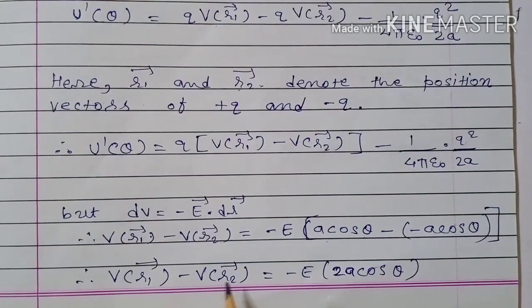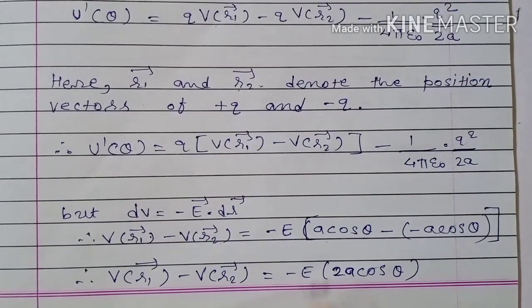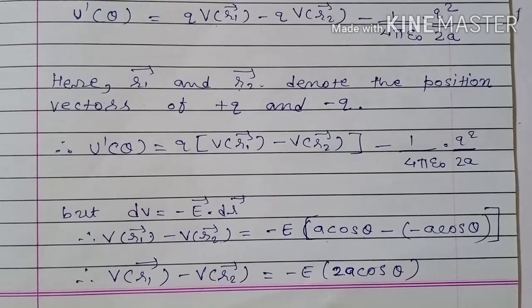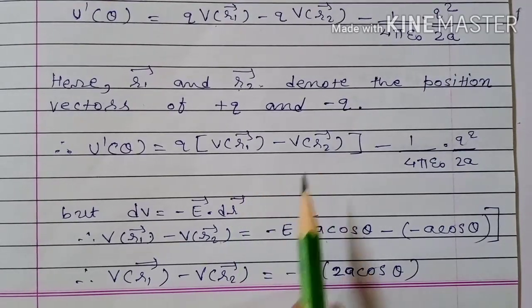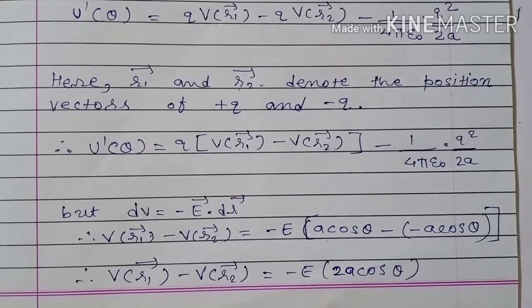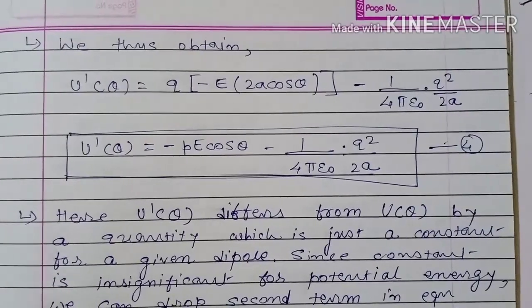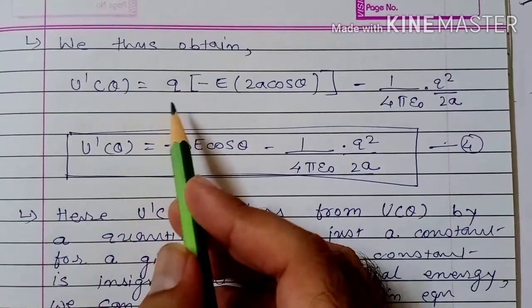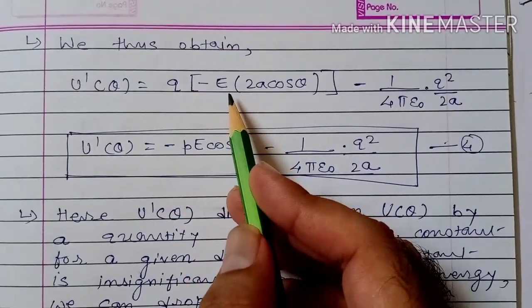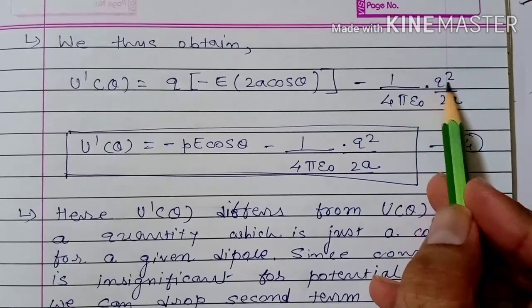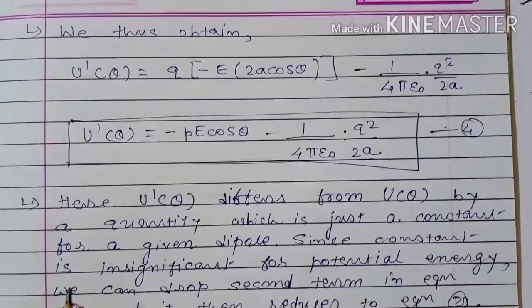So v r1 vector minus v r2 vector is equal to minus E into 2a cos theta. Now this is the change in potential that is available to us. Substitute the value of this v r1 vector minus v r2 vector here, that is minus E into 2a cos theta. We thus obtain u dash theta is equal to q into v r1 vector minus v r2 vector, that is minus E into 2a cos theta, minus 1 upon 4 pi epsilon naught into q square upon 2a, as it is.